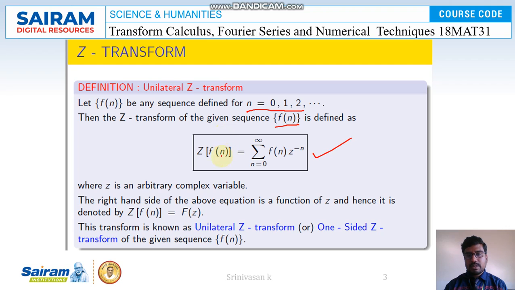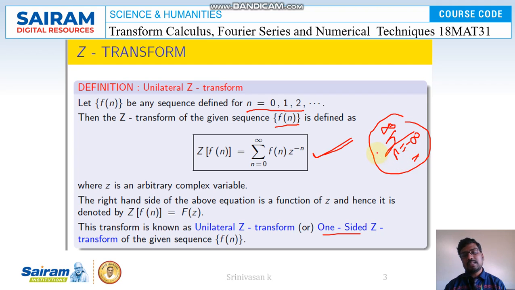So there are two types: one is unilateral, another one is bilateral. Bilateral means the summation interval is from minus infinity to plus infinity. If it has two ranges, a positive range and also a negative range, it is bilateral, and here the interval 0 to infinity is called unilateral. So in this topic we use only the unilateral transform for definitions. This is called the unilateral Z transform or one-sided Z transform, and this is the two-sided Z transform or bilateral Z transform.